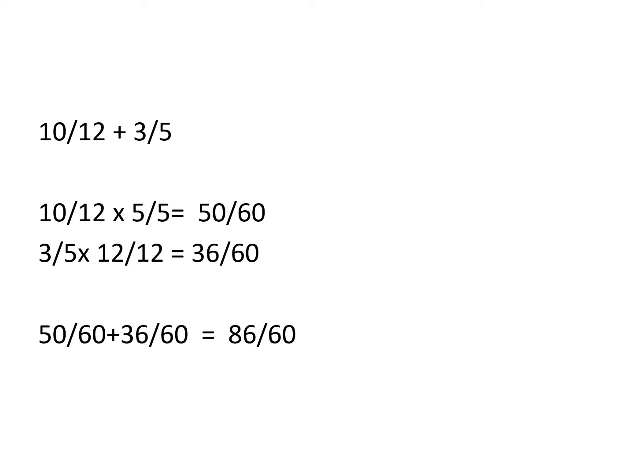Now write down the second fraction. Which one is the second fraction? 3/5. Multiply by the denominator of the first fraction. Which is the denominator of the first fraction? 12. 3/5 multiplied by 12/12. 12 3s are 36, 12 5s are 60. Answer is 36/60. Now both are like fractions.